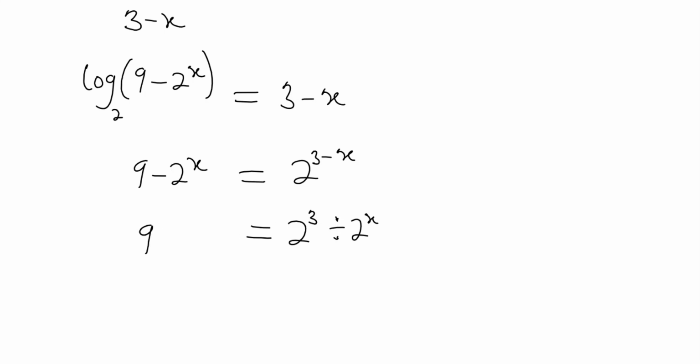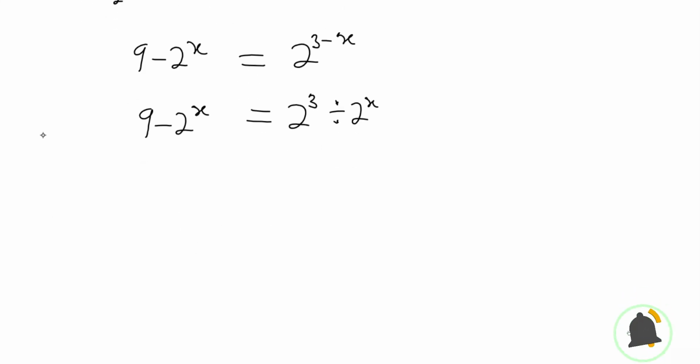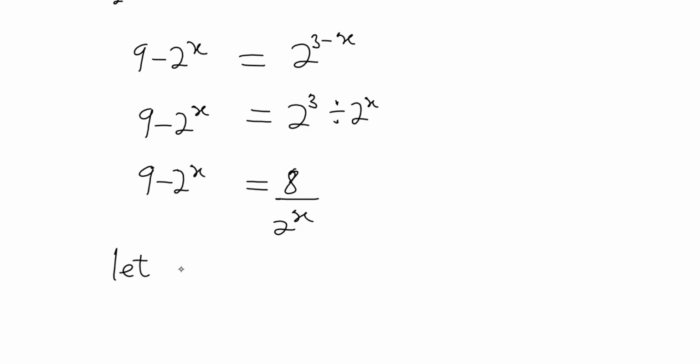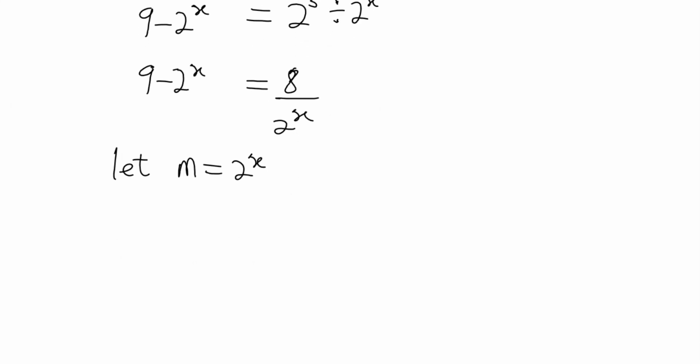Now we maintain 9 minus 2 exponent x here, and 2 exponent 3 is the same thing as 8. That is all divided by 2 exponent x. So now we have 2 exponent x here, 2 exponent x here. To proceed, we can represent this 2 exponent x by a preferred variable, which means you can say let m be equal to 2 exponent x, which implies that wherever we see 2 exponent x, we are going to substitute m there.